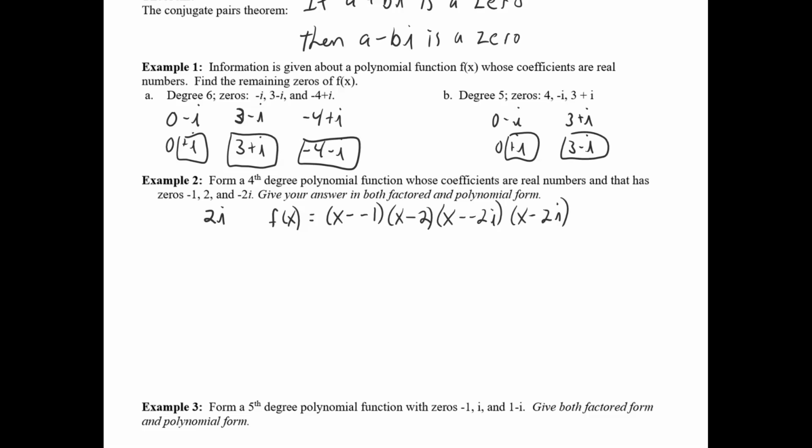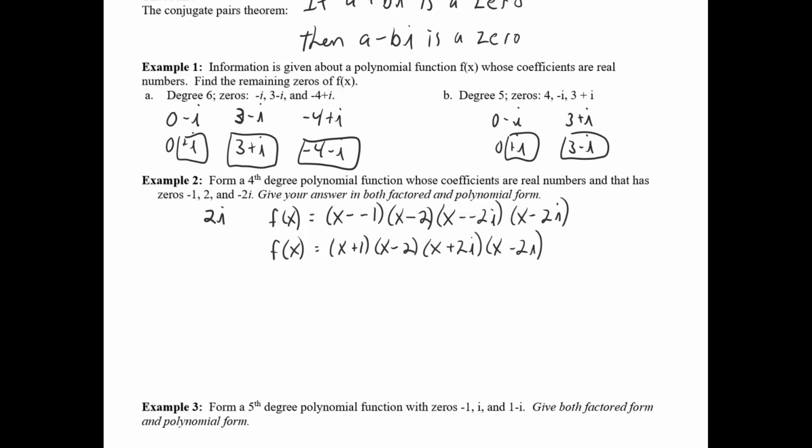A little bit of simplifying would be probably more likely to match an answer in the back of the book or on a multiple choice. So we have x plus 1, x minus 2, x plus 2i, and x minus 2i. We already know that when we multiply these conjugate binomials by each other, the i's will disappear.